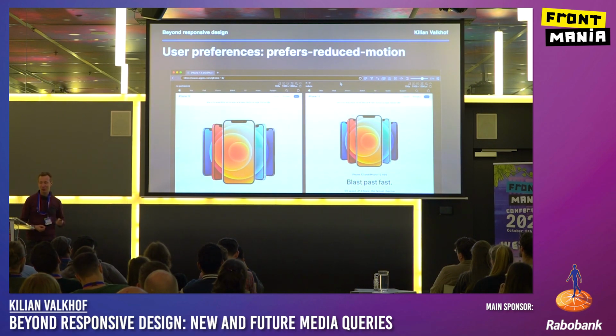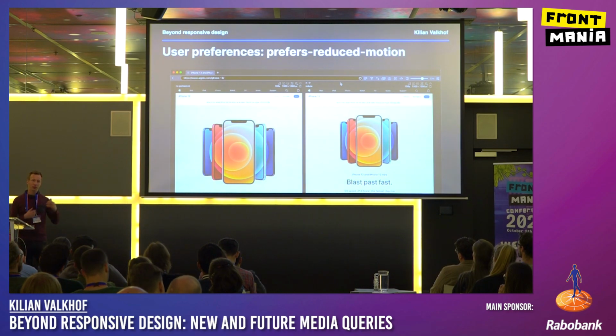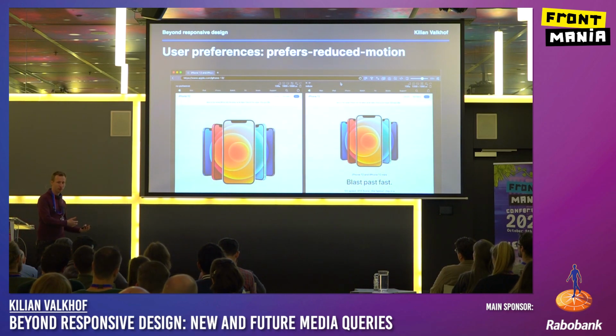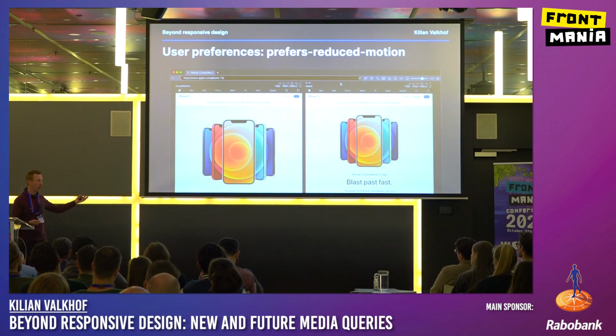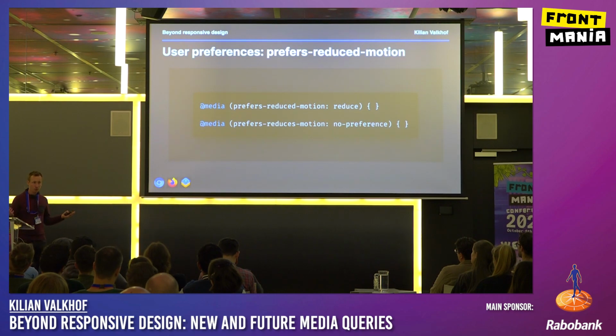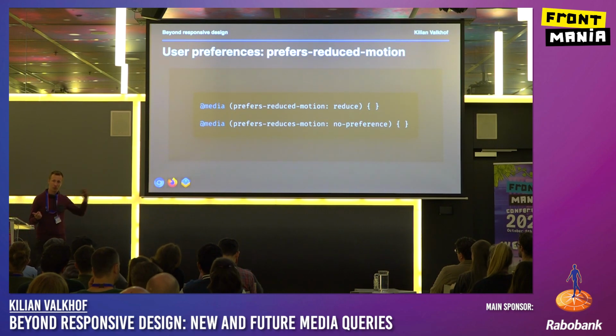So if a user has prefers reduced motion turned on, it doesn't mean you can't show any motion. It's reduced motion, not no motion. But you do have to be mindful. Use animation only where it helps understanding, and prefer animations that fade rather than move things. And of course, for videos like Apple, don't autoplay them. Wait for the user to initiate a video. There's two values. Either it's reduce or there's no preference.